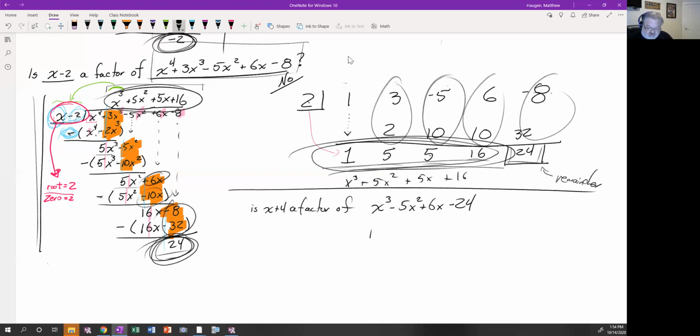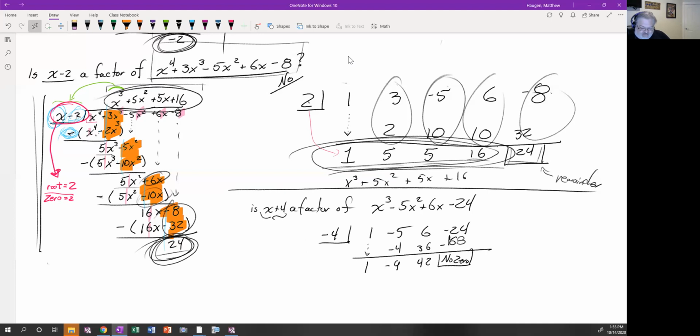Or synthetic division. 1, negative 5, 6, negative 24. With the root of this being negative 4. Bring down that 1, negative 4, add them together, negative 9. That's going to be a 36, positive 36. Add those together, 42, negative 4 times 42, negative 168. So not 0, whatever it is. So is x plus 4 a factor of this thing? No.